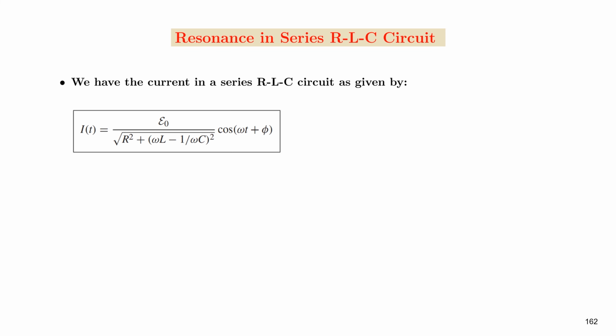A series RLC circuit exhibits the phenomenon of resonance, and we will try to understand the resonance phenomenon exhibited by the RLC circuit. The current in a series RLC circuit is given by I(t) equal to E0 over square root of R square plus (omega L minus 1 by omega C) the whole square, multiplied by cos of (omega t plus phi).